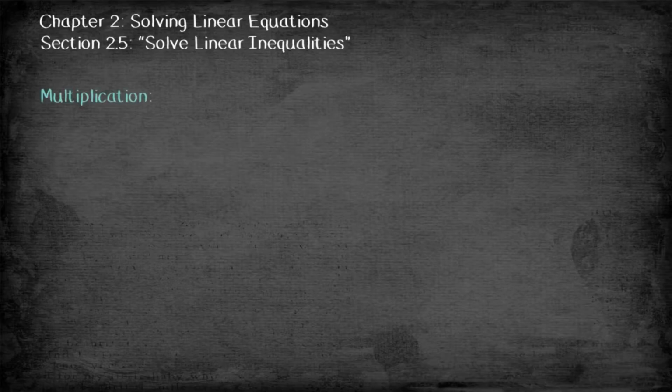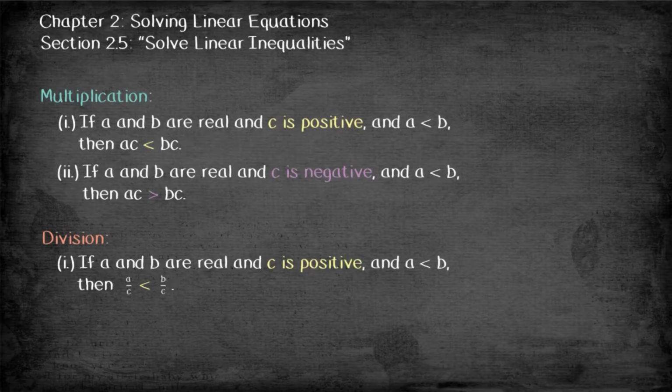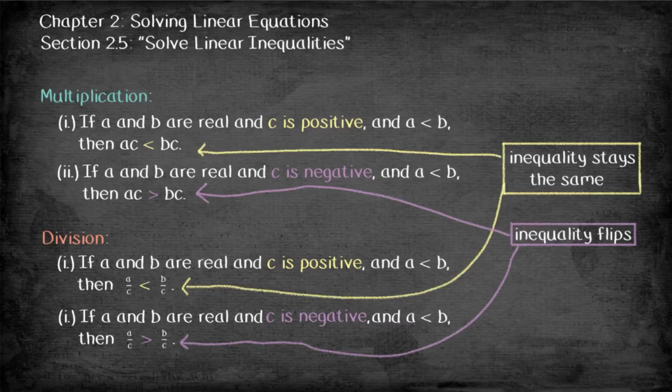For multiplication, it's a little bit different. It splits into two cases. If you are multiplying the inequality by a positive number, then it works just like you think it does. If, however, you're multiplying the inequality by a negative number, then the inequality symbol goes the other way. Same deal with division. If you're dividing by a positive number, the inequality sign stays the same. If you're dividing by a negative number, then the inequality sign flips. So when multiplying or dividing with a positive number, nothing happens to the inequality. But when it's negative, the inequality flips.